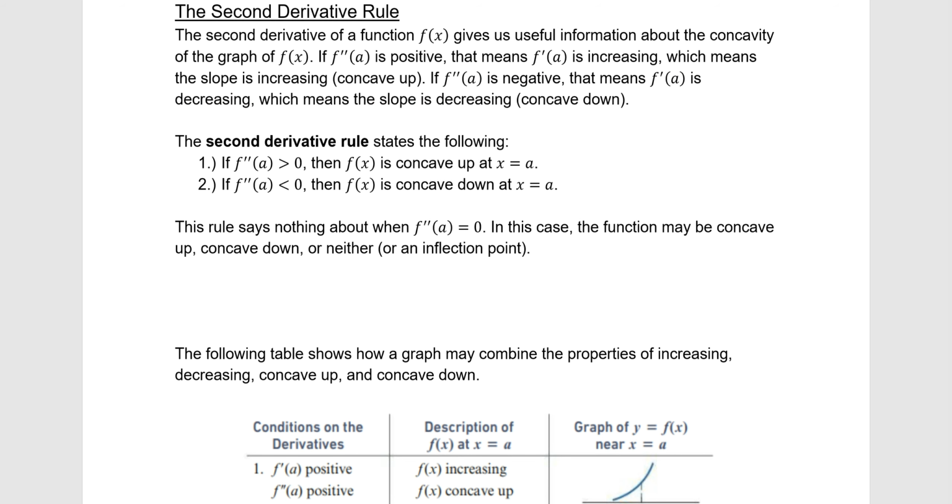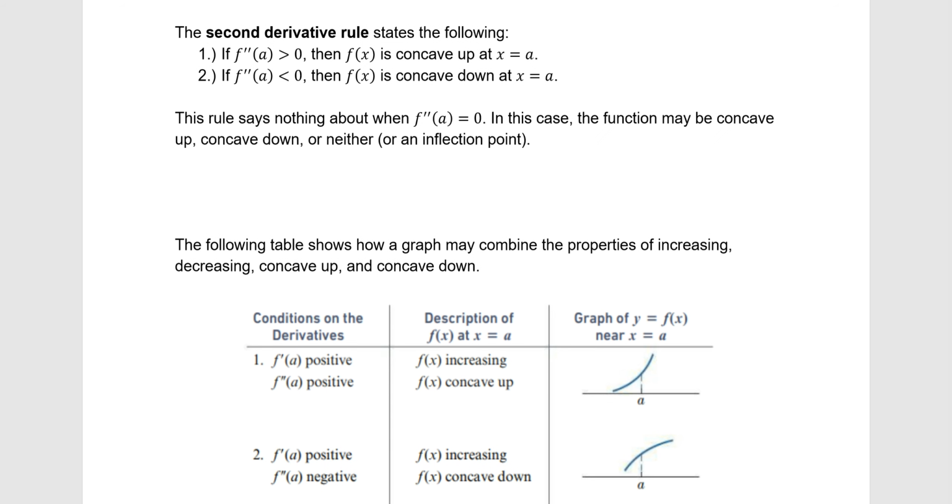The second derivative rule actually says that if f double prime of a is positive, then f of x is concave up at that point. And if f double prime of a is negative, then f is concave down at that point. So that whole thing up there is the second derivative rule. Also notice that the rule doesn't say anything about when f double prime of a is 0. It could be concave up, concave down, or there could be an inflection point, which we'll see in a little bit.